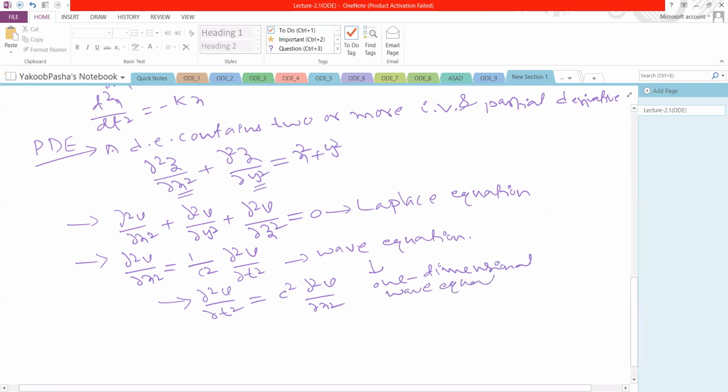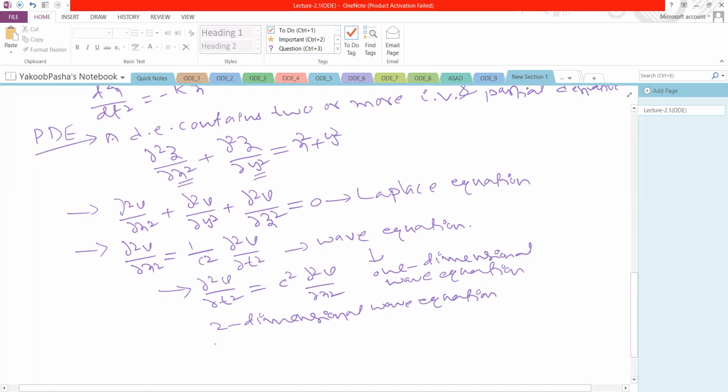If we take a two-dimensional wave equation, it is of the form ∂²v/∂t² = c²(∂²v/∂x² + ∂²v/∂y²). Here there are three independent variables t, x and y. This is an example of a partial differential equation and it is known as the two-dimensional wave equation.